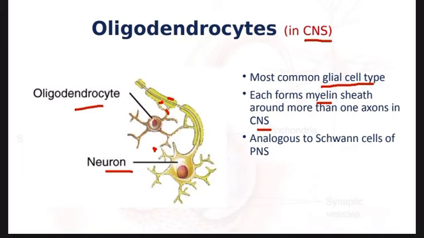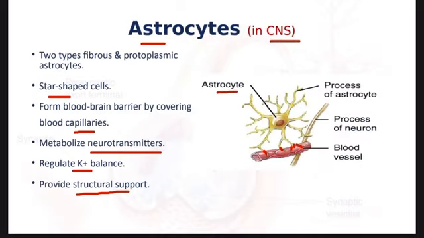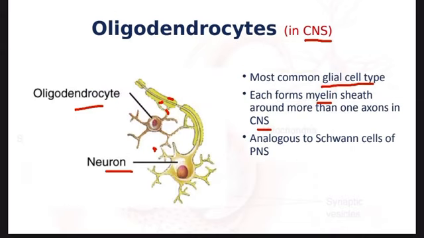Clear? The first one, mostly the blood-brain barrier, is the astrocyte. Sorry, the brain blood barrier. Here it's more of a myelination function, for the oligodendrocyte. Easy? Not much. Clear? Okay.